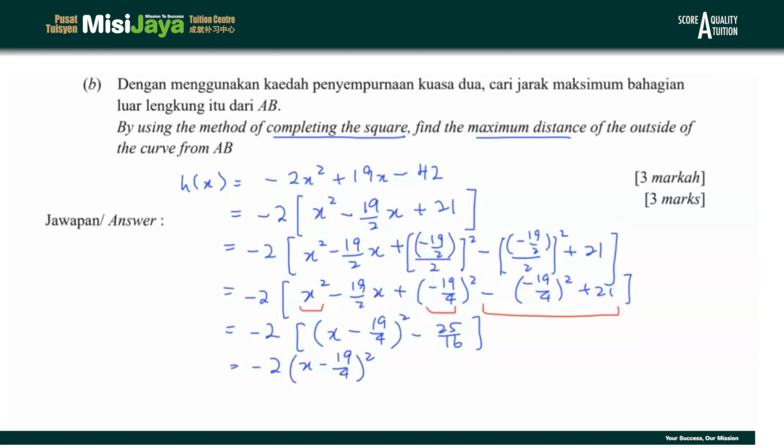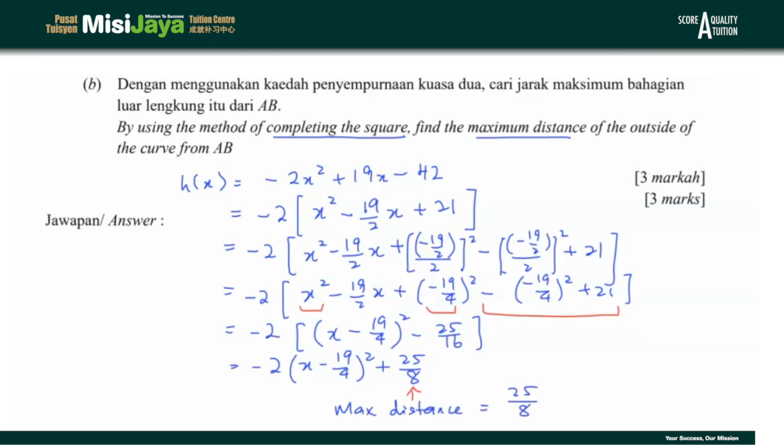And then negative 2 times with negative 25 over 16. So we get positive 25 over 8. Yeah. So now we already got our answer in vertex form. And where is the maximum value? This is the maximum value, right? Okay, so therefore, our maximum distance is equal to 25 over 8.